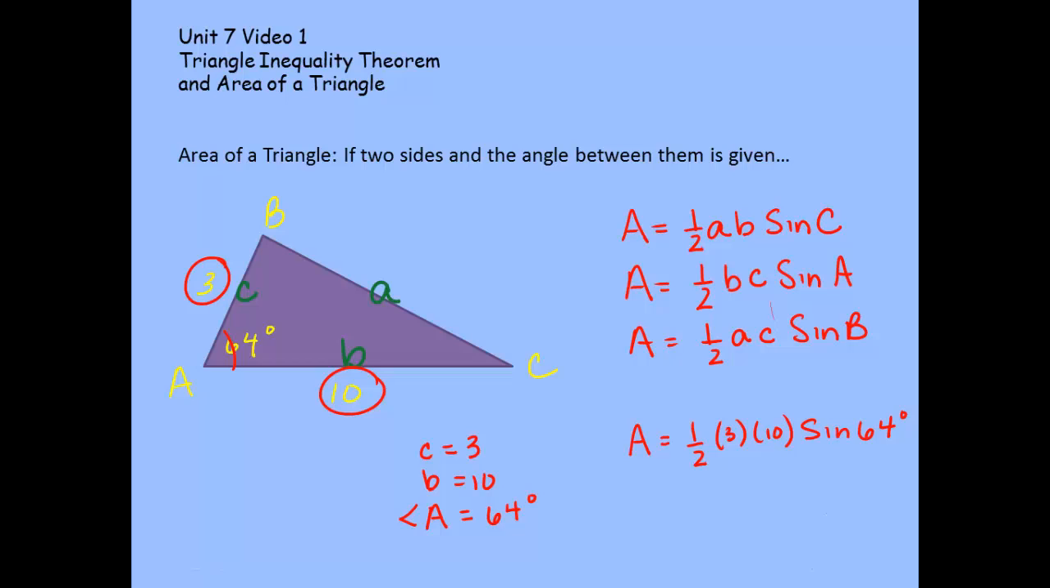Let's say we want to round to 2 decimal places, unless otherwise told. So for this answer, I would say that the area of my triangle, that subscript says area of the triangle, equals 13.48 units squared. If I told you these were all measured in inches, it would be inches squared.